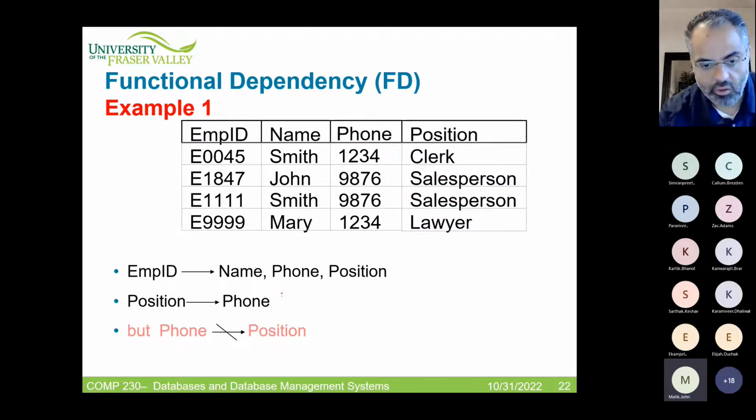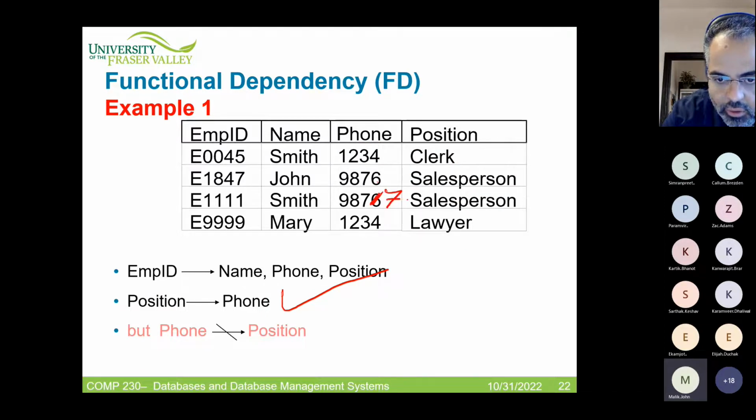So now this is a functional dependency. If this is, for example, 7 here, now this doesn't exist anymore. Why? Because there is a value in X, which is salesperson, related to different values in Y. So it violates the functional dependency.